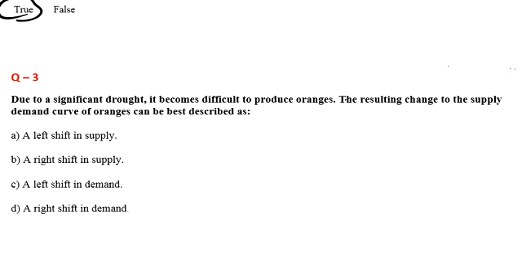Question number 3. Due to a significant drought, it becomes difficult to produce oranges. So the production of the product is affected by the drought. The resulting change to the supply demand curve of the orange can be best described as, let's look at the ideal curve of supply and the demand, and here, because it affects our supply, look at the supply.